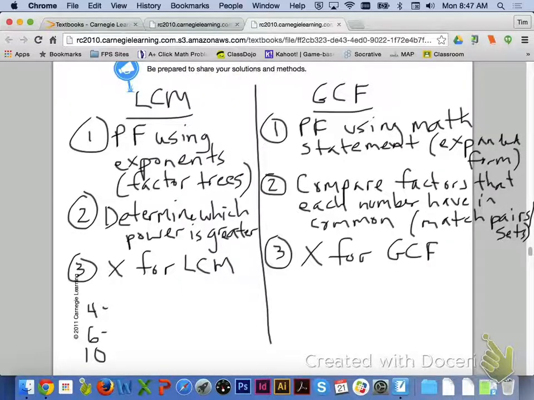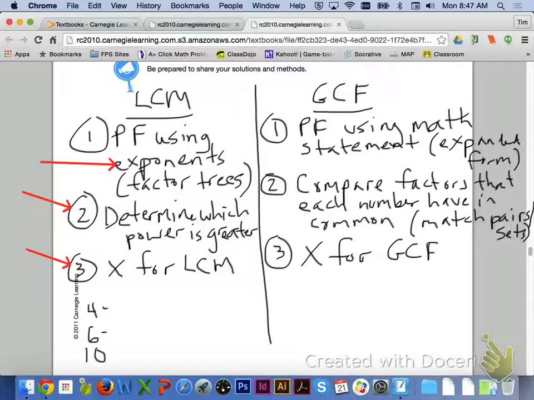If we take a look first at the left side in determining the LCM, the very first thing that we want to do is determine the prime factorization, and we want to make sure that we are using exponents. And remember that you can use factor trees to help you determine the prime factorization if needed. The second thing then that we want to do is determine which power is greater, and the third and final thing then is that we are going to multiply in order to figure out what the LCM is.